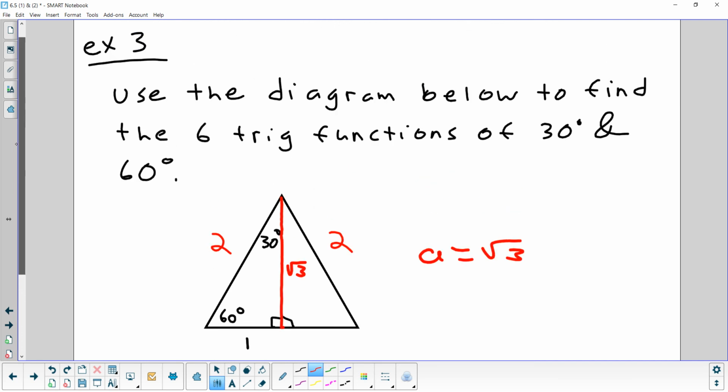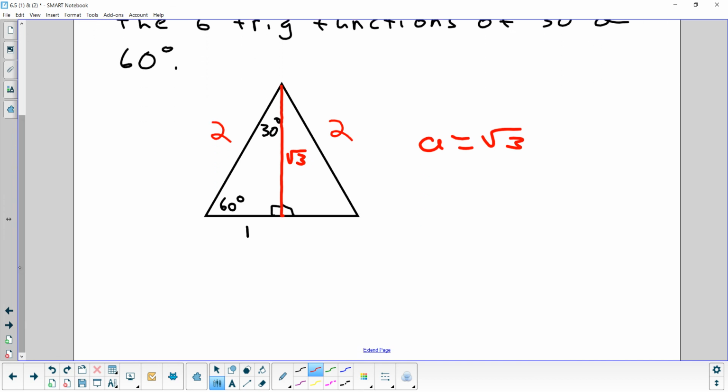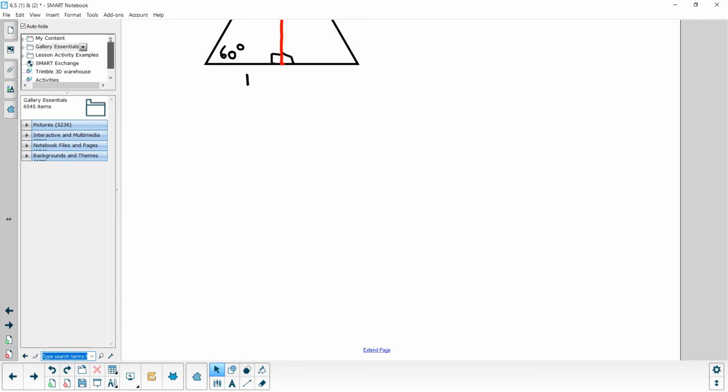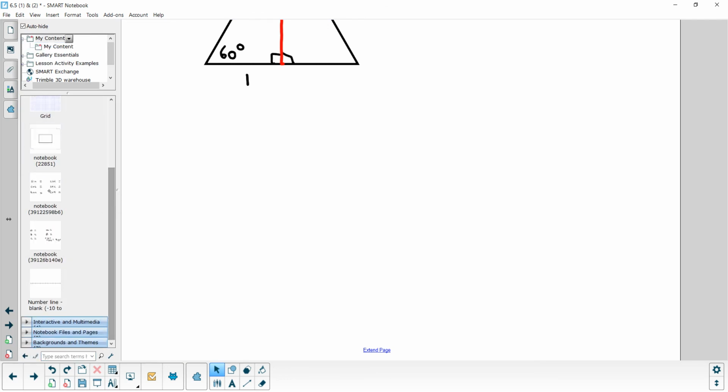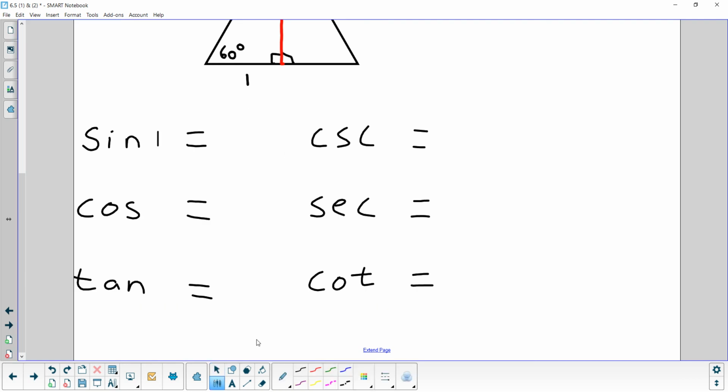Now they want us to find the 6 trig functions of 30 and 60. All right, so let's take, perfect, let's do the 30s. So do all the 30s.